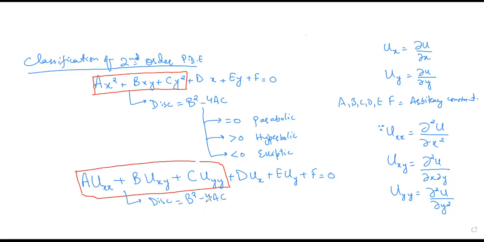So after the evaluation of the discriminant, if the value is equal to 0, we can say this second order partial differential equation is parabolic. If the discriminant is greater than 0, then you can say this second order partial differential equation is hyperbolic, and if the value of the discriminant is less than 0, you can say this second order partial differential equation is elliptic. So this is basically the general working of this partial differential equation.